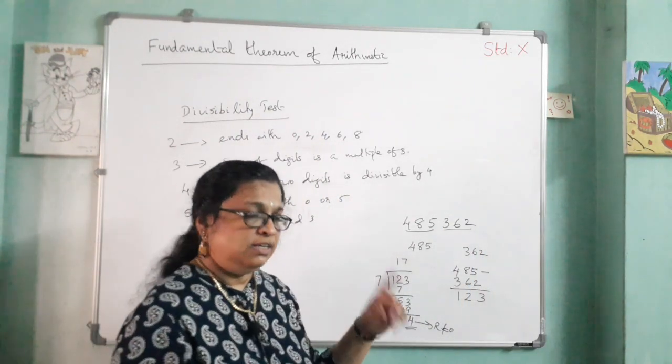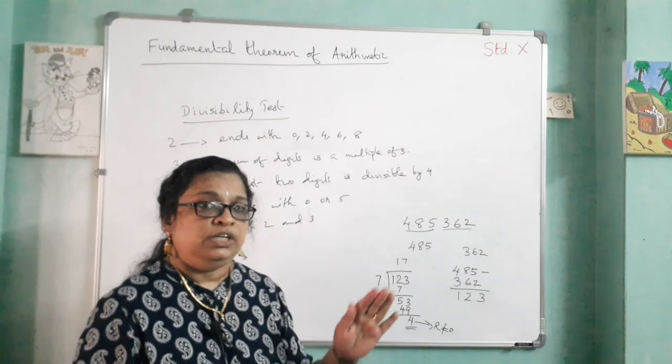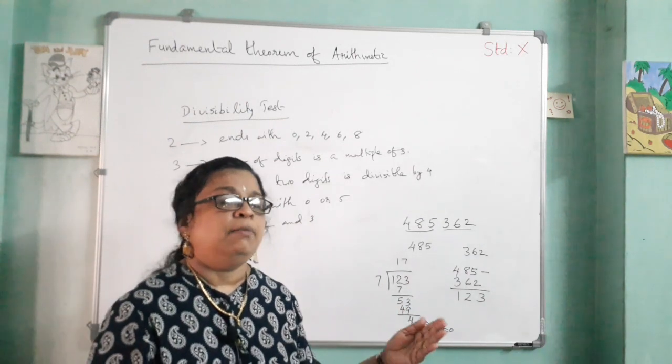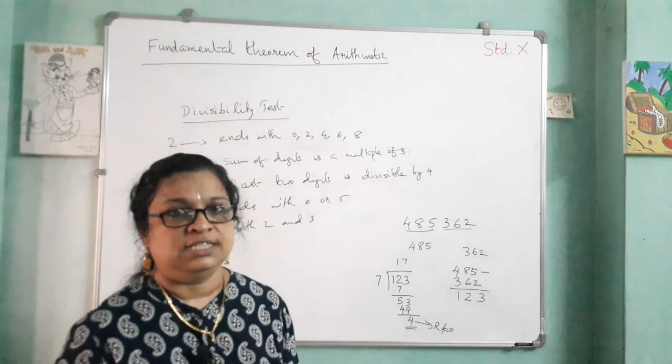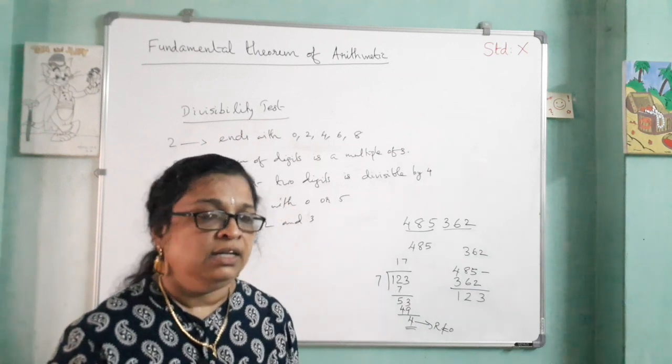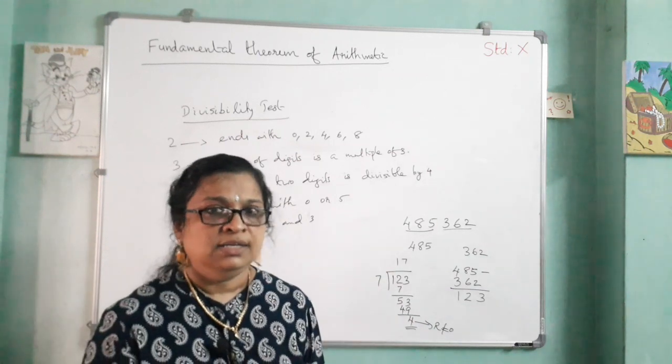Divisibility of 7 you didn't study, so remember, you take the number formed by the last 3 digits and the number formed by the rest of the digits. Then take the difference. If that difference is divisible by 7, the whole number is divisible by 7.